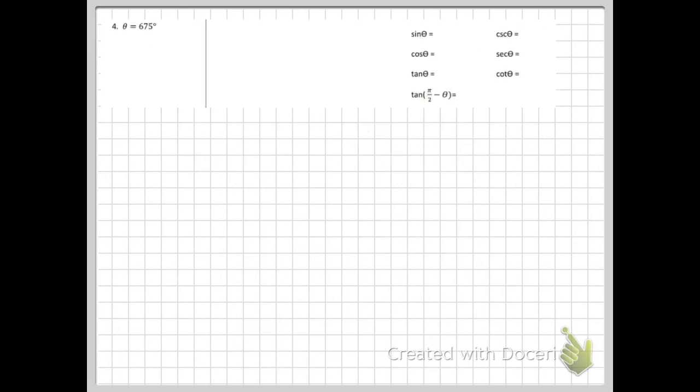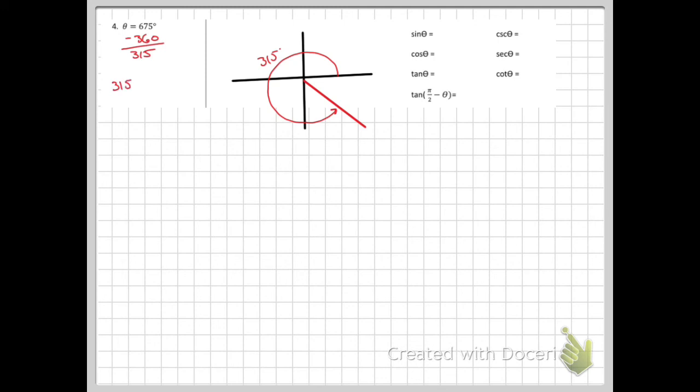Moving on. 675. Probably subtract 360 until you get an angle you recognize. 315 degrees lands there. You might want to start practicing with your radians. 315 degrees, if you do the whole pi over 180 thing, is going to give you 7 pi over 4 radians. So same spot as 7 pi over 4. Can you remember the coordinates at 7 pi over 4? And then again, I would like you to do the top 4 answers and then unpause your video.